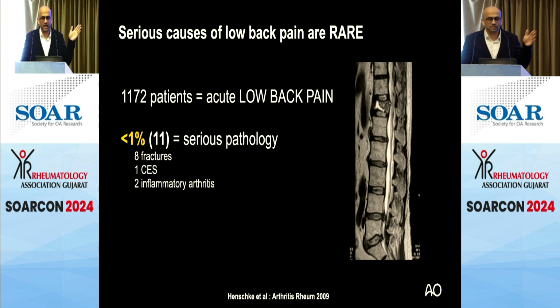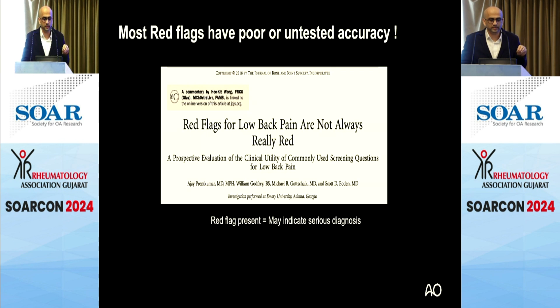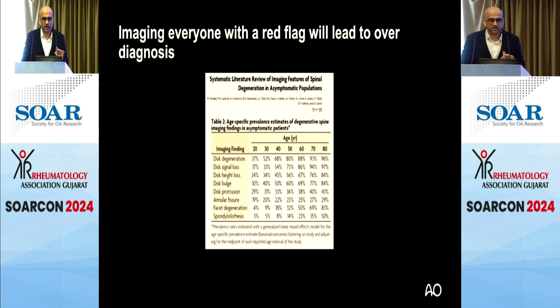If you look at MRIs for low back pain in these 1,000 patients or so in a general practice setting, less than 1% had a serious pathology. And out of these, 80% had at least one red flag that was positive in their history and examination. Most red flags have a poor or untested accuracy, which means this study has shown that when red flags are present, they may indicate a serious pathology, but if a red flag is absent, it does not rule out a serious pathology. That's a very important thing to remember: the absence of a red flag doesn't mean the patient does not have a serious pathology.